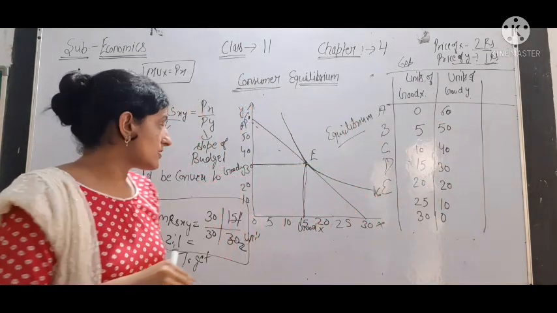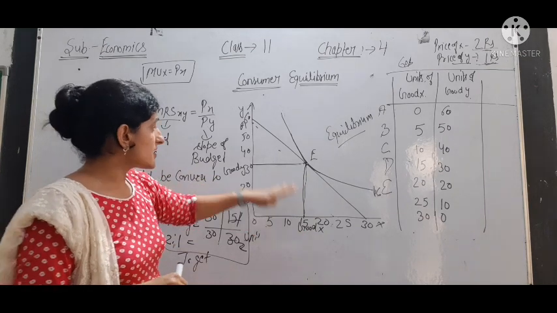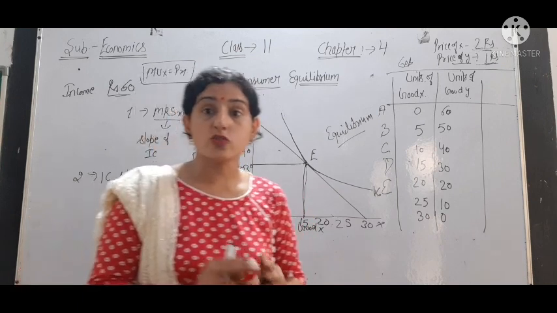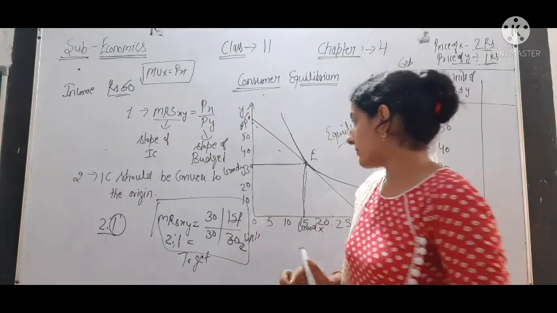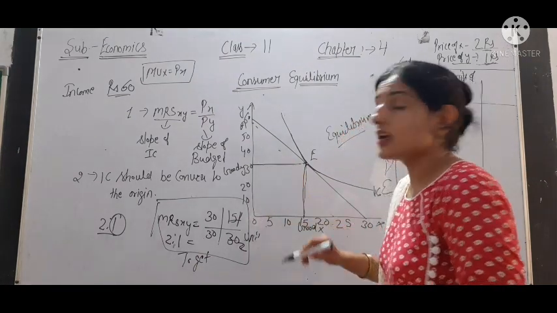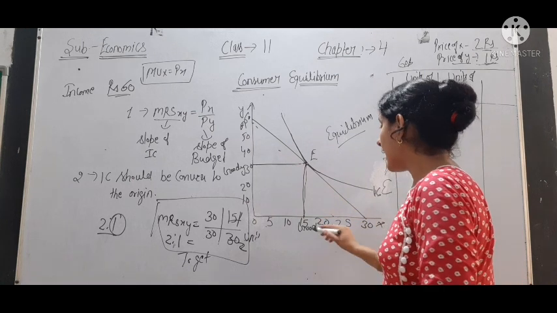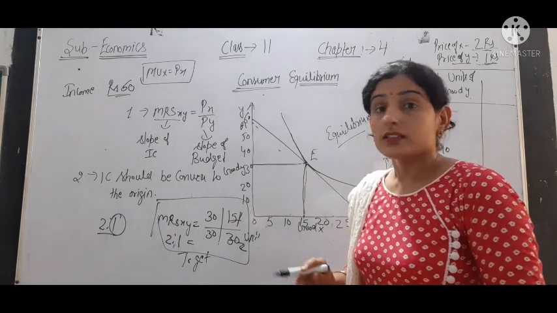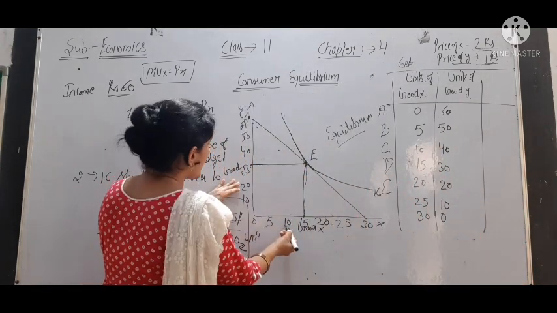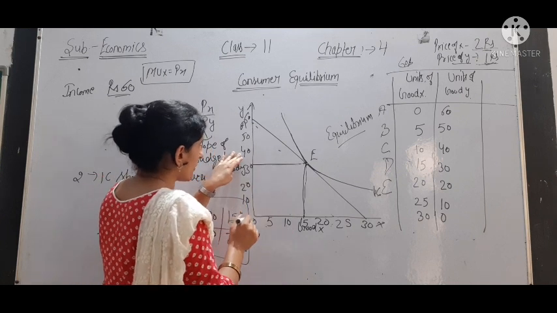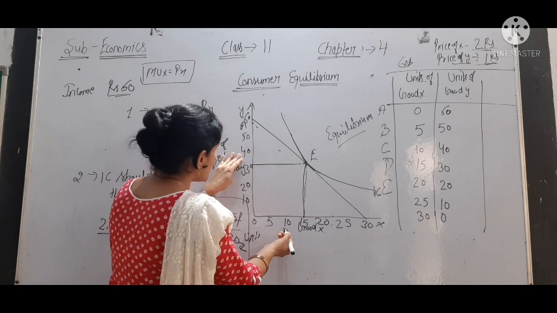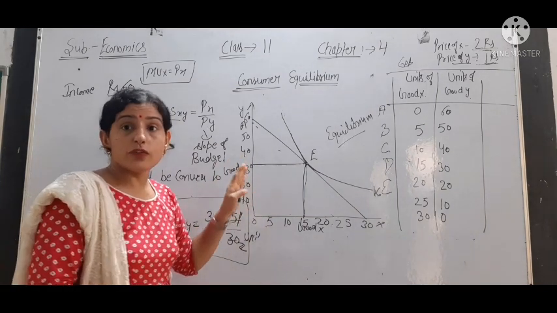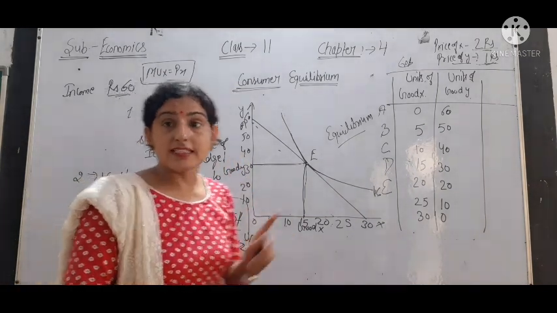Why? Because as soon as the consumer moves below or above this situation, his condition MRS equal to Px/Py should collapse, he will not be able to satisfy it. For example, if we take that the consumer is consuming 40 units of this and 10 units of this. Okay. So here, to consume 5 units, he is spending 40 rupees, and here the consumer is spending on 10 units, means 20 rupees. Okay. So the ratio is of 20 and 20, that is equal. Okay.